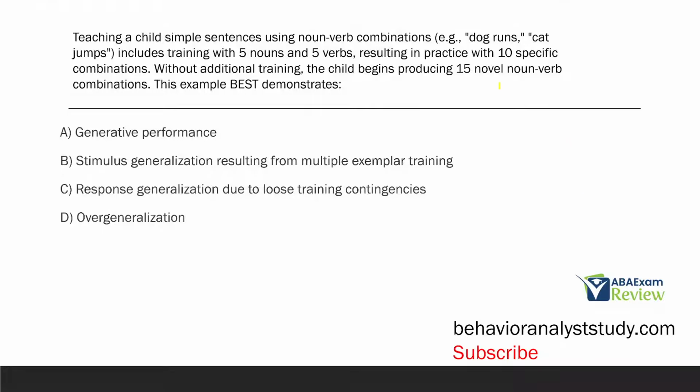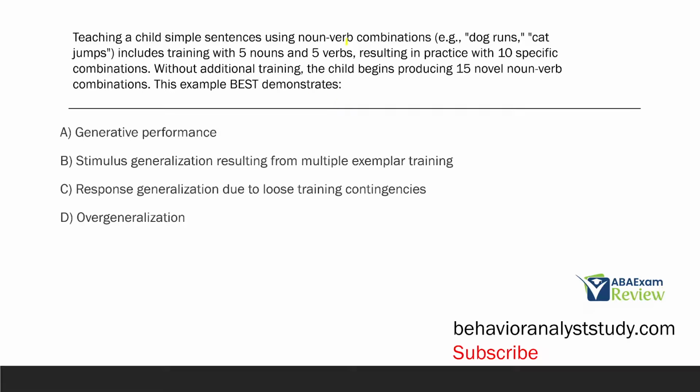Teaching a child simple sentences using noun-verb combinations. Dog runs, cat jumps, includes training with 5 nouns and 5 verbs, resulting in practice with 10 specific combinations. Without additional training, the child begins producing 15 novel noun-verb combinations. This example best demonstrates what?